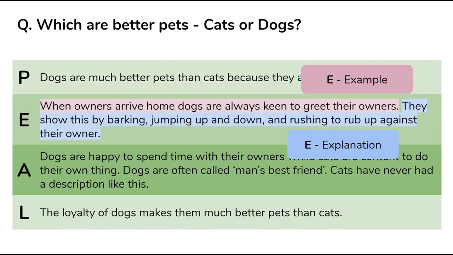My E sentences follow the P sentence. In this part, I've included an example and an explanation. I have not included evidence, like statistics or quotes, but you might do this if you wanted to or needed to. My example states that when owners arrive home, dogs are always keen to greet their owners. I have explained this example by saying that dogs show this by barking, jumping up and down, and rushing to rub up against their owner.